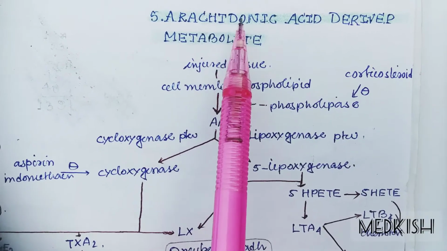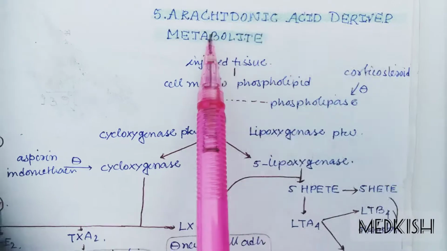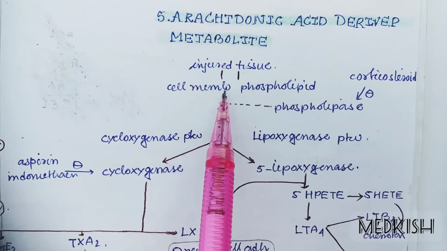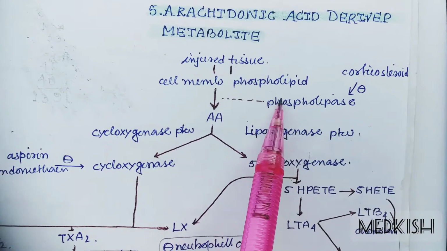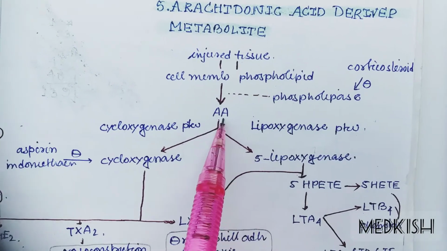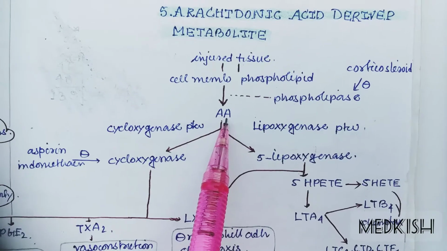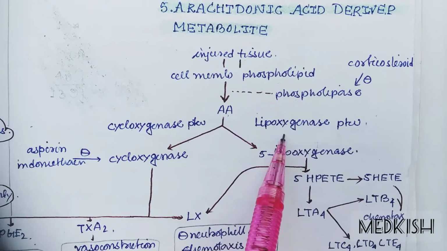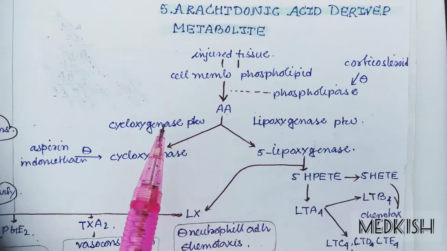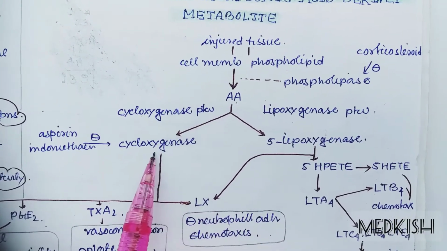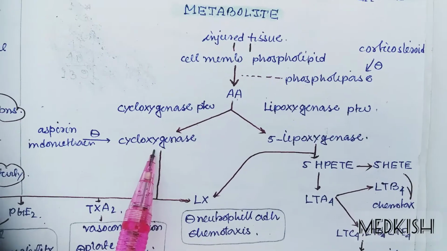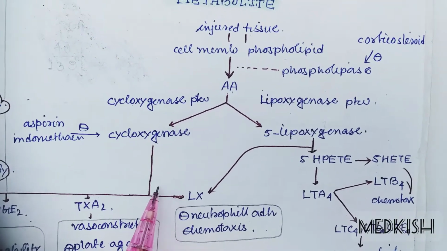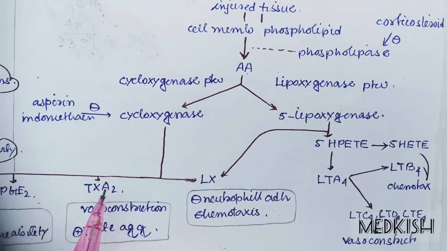Next, the fifth chemical mediator is arachidonic acid derived metabolites. In the injured tissue, the cell membrane phospholipids form the arachidonic acids by the enzyme phospholipase. Arachidonic acids undergo two pathways, one is the cyclooxygenase pathway and the second is the lipoxygenase pathway. In the cyclooxygenase pathway, by the enzyme cyclooxygenase, which is inhibited by the aspirin and the indomethacin, arachidonic acid will form the thromboxane.